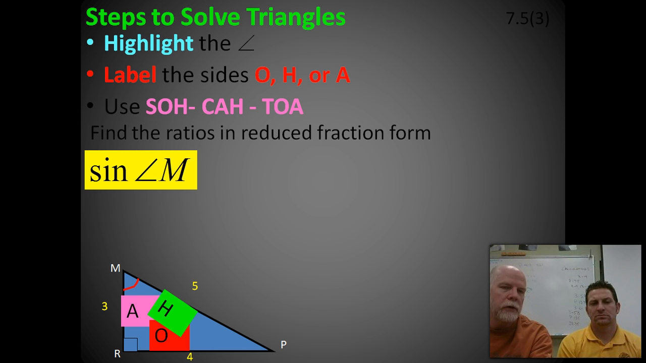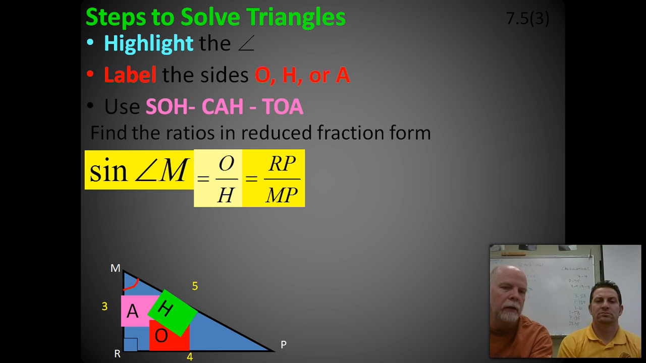So the rule for sine is opposite over hypotenuse. That's the ratio that sine represents. We take the opposite side and put it over the hypotenuse. If we fill in what that would be from this particular triangle, RP is the opposite and MP is the hypotenuse. So we fill in those amounts and we get 4 over 5. So the sine of angle M is the ratio 4 to 5. All right?